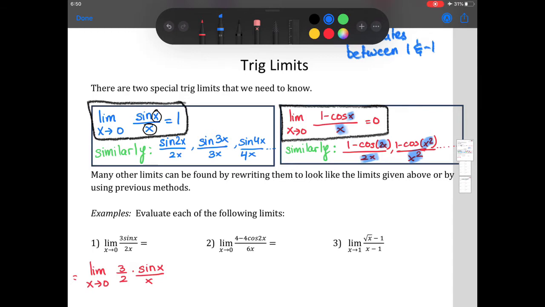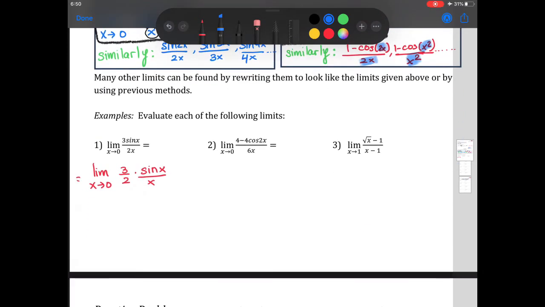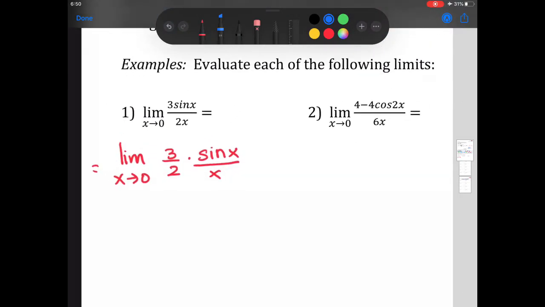Okay, so many other limits can be found by rewriting them to look like the limits given above or by using previous methods that we've been doing, and the notes also you must have seen. So let's get started with our examples.